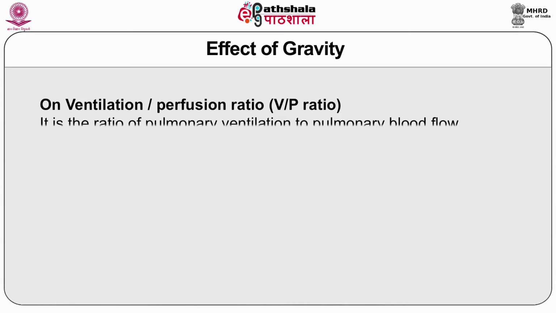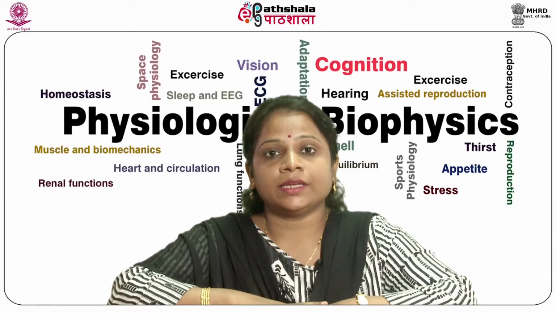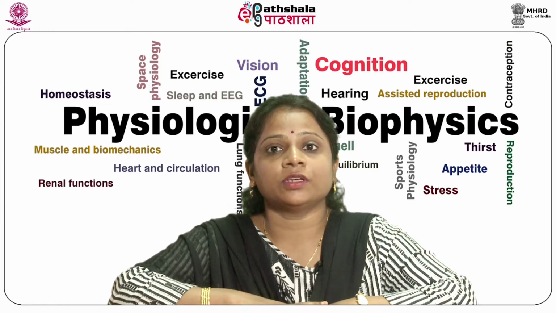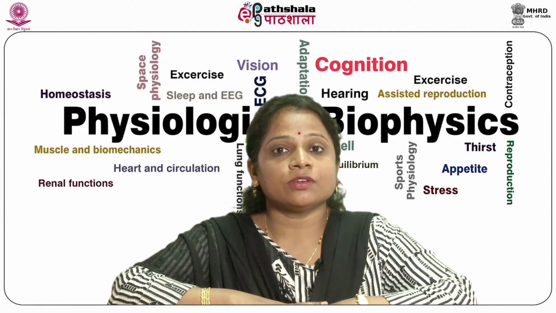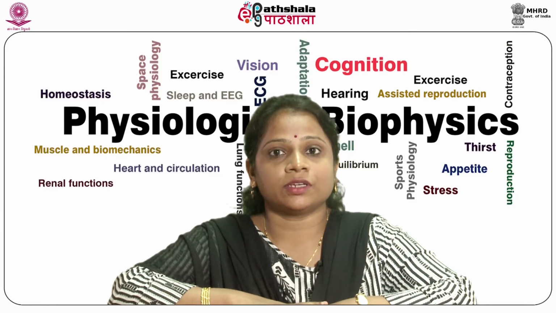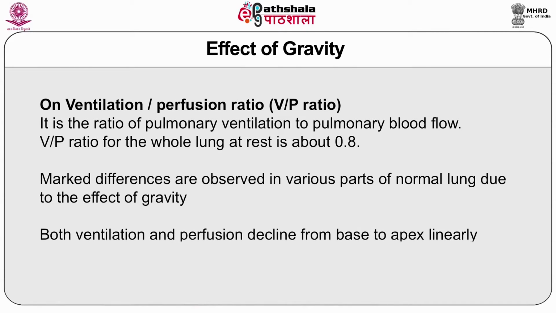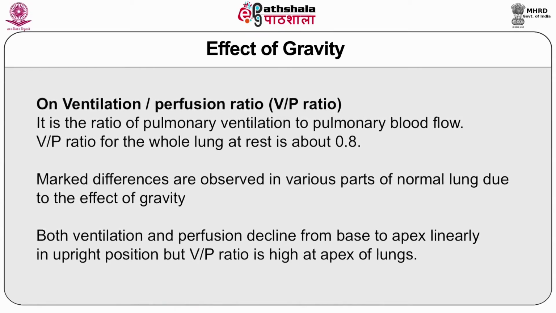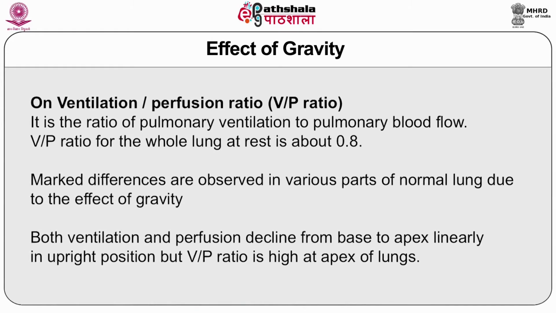Ventilation perfusion ratio is the ratio of pulmonary ventilation to the pulmonary blood flow. It is also called the V/P ratio, and the ventilation perfusion ratio for the whole lung at rest is about 0.8. Gravity also has an effect on alveolar ventilation perfusion ratio, and marked differences are observed in various parts of the normal lung due to gravity. As noted above, both ventilation and perfusion decline from the base to the apex linearly in upright position, but the V/P ratio is high at the apex of the lungs.